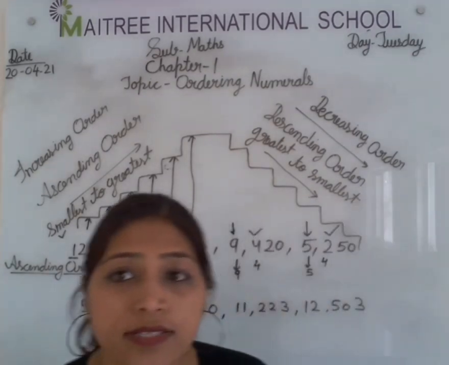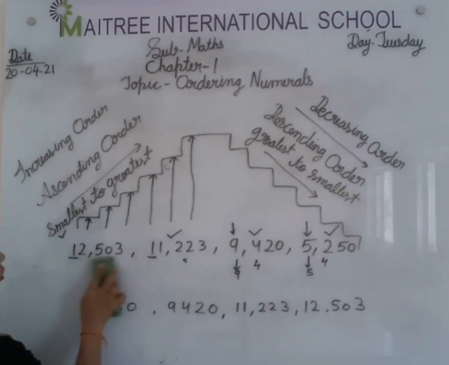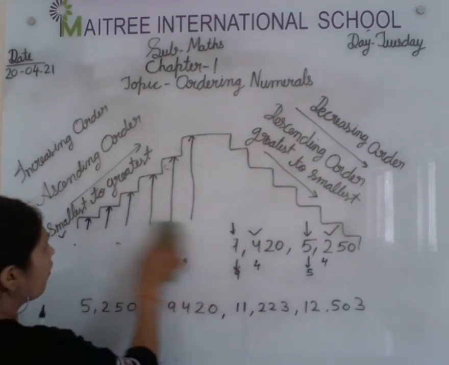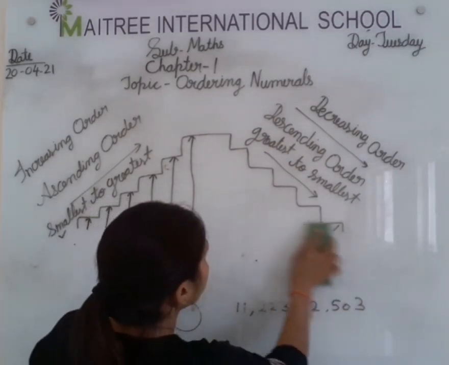Now let's come to the descending order. What is the descending order? Just the opposite of ascending order. If I am talking about the descending, or you can say decreasing.